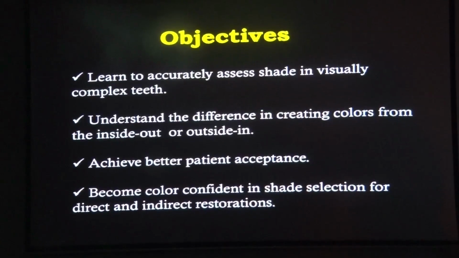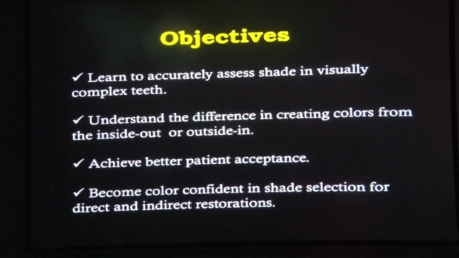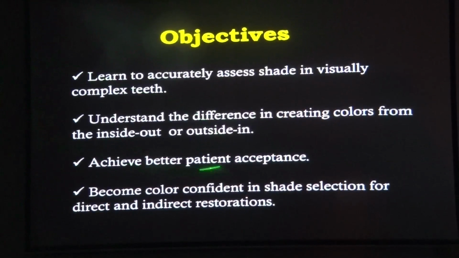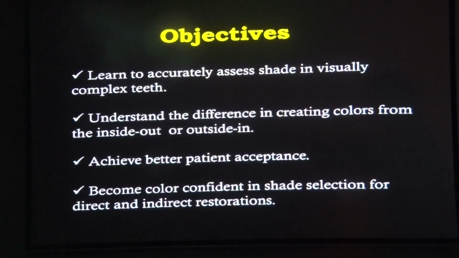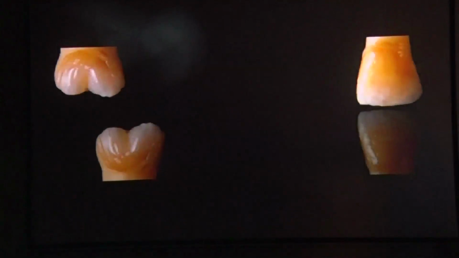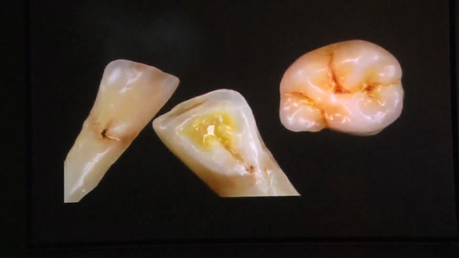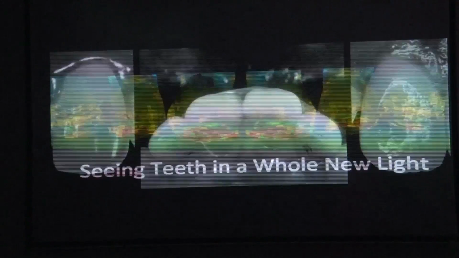Learn to accurately assess shade in visually complex teeth. Understand the difference in creating colors from inside out or outside in. Achieve better patient acceptance and become color confident in shade selection for direct and indirect restorations. So form follows function. This is what has been taught to us from day one of dental school. And this is what I'm going to refine more today.